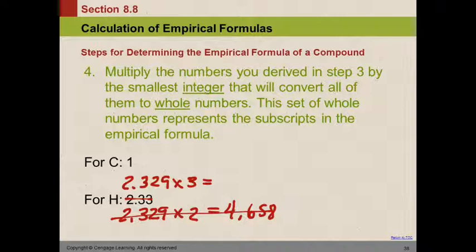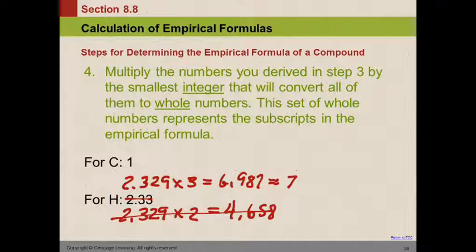2.329 times 3. Okay, this comes out to 6.987. Is that within 0.2 of 7? Yeah, it is. So I can round this. This is approximately equal to 7. I can round that off to a whole number.